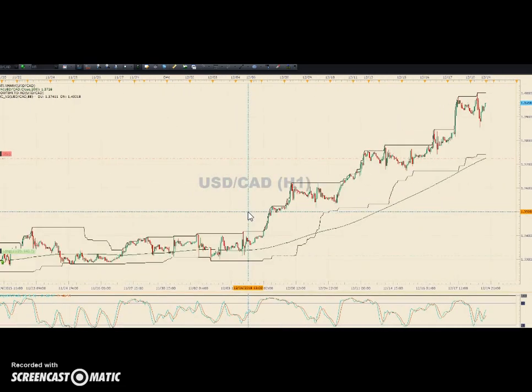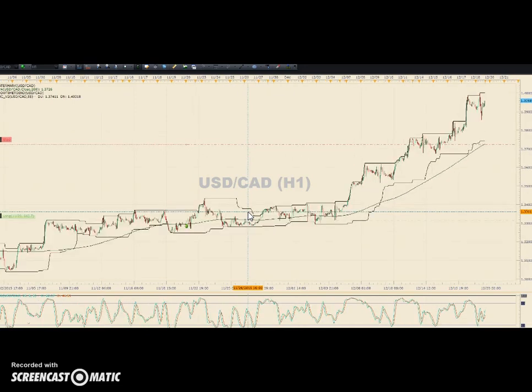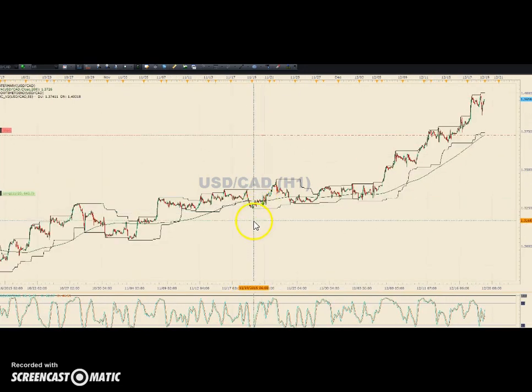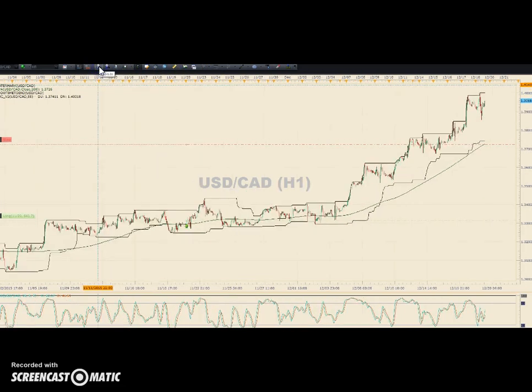So that's the 1-hour chart. I'm going back to where that green arrow is, and there it's right there. This is where I entered the trade. Let's expand this a little bit.